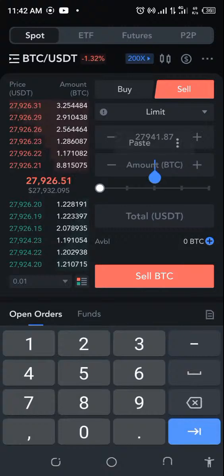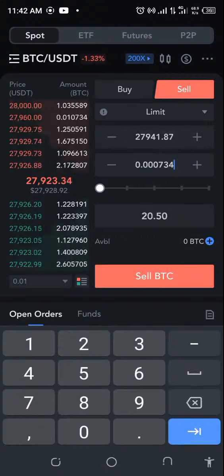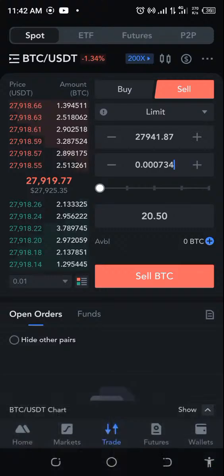Let's see. 20.50. It's really gone down. We only have 15 cents extra. Would I want to do this? Nah, let's try this out with ETH. Let's try and see whether this can still give us something else. Okay, let's try this out with ETH.